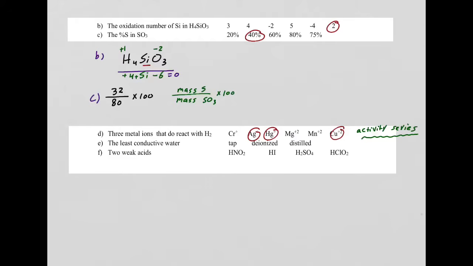All right, the least conductive water. What do you think? Deionized water, right? That's the expensive type.